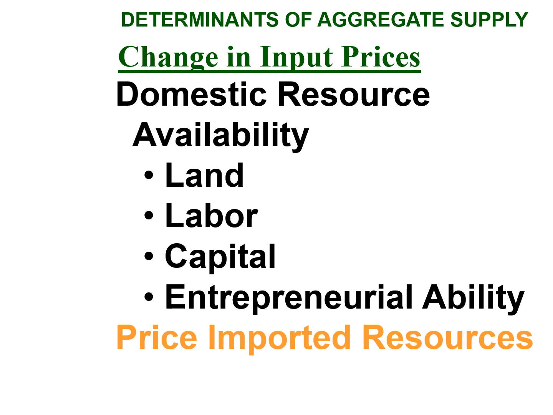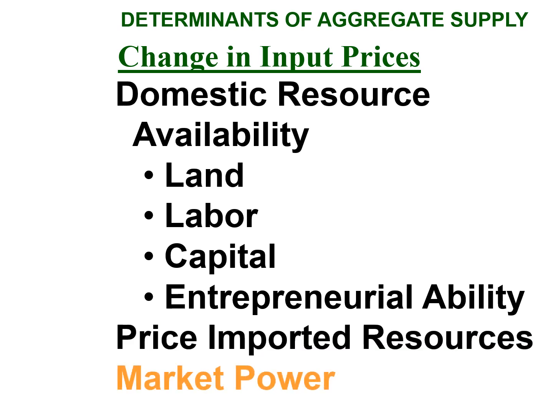Then finally, the price of imported resources. When you talk about imported resources, right? If you're a company and you import land or capital from another nation and there's a decrease in the price of those resources, that's good for the short-run aggregate supply curve in the United States.